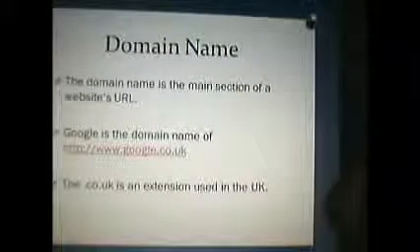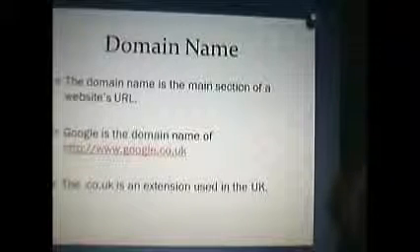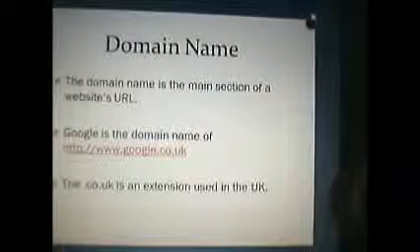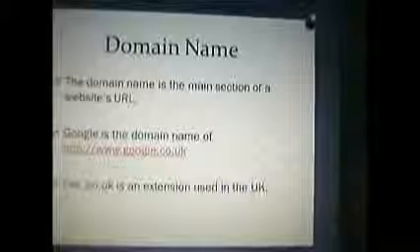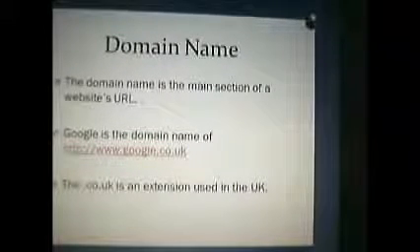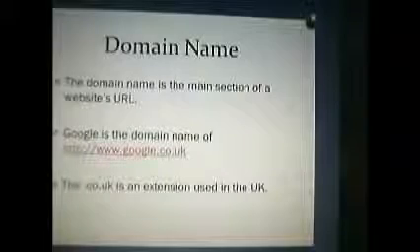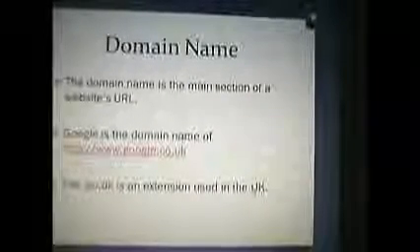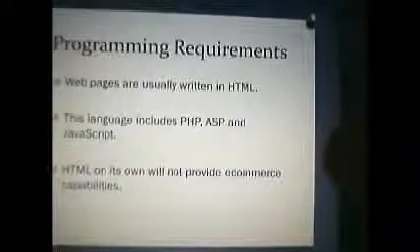The domain name is the main section of a website. If we take Google as an example, http://www.google.co.uk/. Google is the domain name. The extension .co.uk is the UK code for the internet, but these change depending on where you are in the world, as Google has its own server in nearly every country in the world.